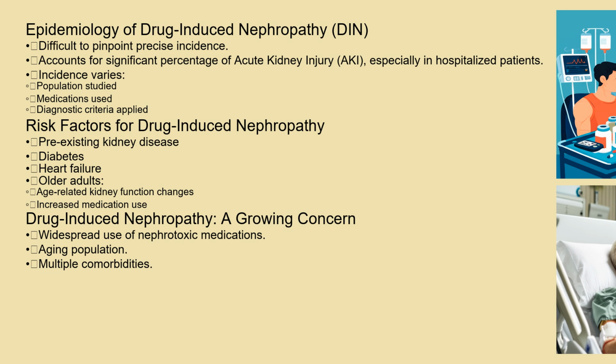Let's talk about how common it is. The epidemiology of drug-induced nephropathy is difficult to pinpoint precisely. It's estimated that DIN accounts for a significant percentage of acute kidney injury cases, especially in hospitalized patients. The incidence varies depending on the population studied, the medications used, and the diagnostic criteria applied. People with pre-existing kidney disease, diabetes, and heart failure are at higher risk of developing DIN. Similarly, older adults are more susceptible due to age-related changes in kidney function and increased medication use. The widespread use of potentially nephrotoxic medications, particularly in an aging population with multiple comorbidities, makes DIN a growing concern.